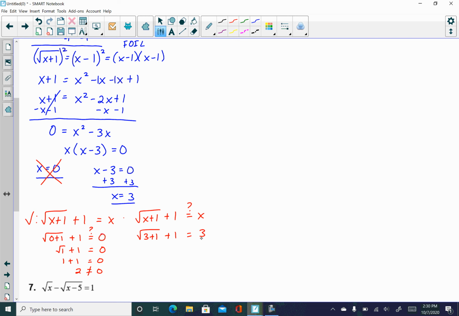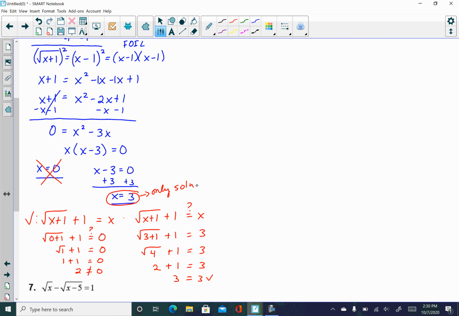And does that equal 3? Square root of 3 plus 1 we know is 4. Square root of 4 is 2. 2 plus 1. Sure enough, this is starting to look good, right? 3 equals 3. That's a true statement. X equals 3 is your one and only solution. So that is your only solution here.